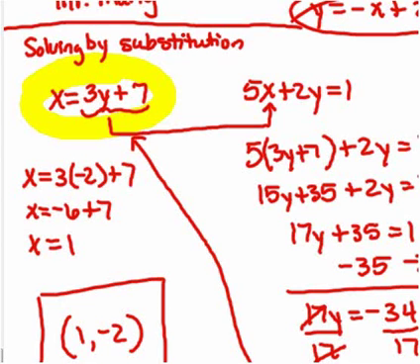2x plus y equals 1, and 4x plus 3y equals 1.